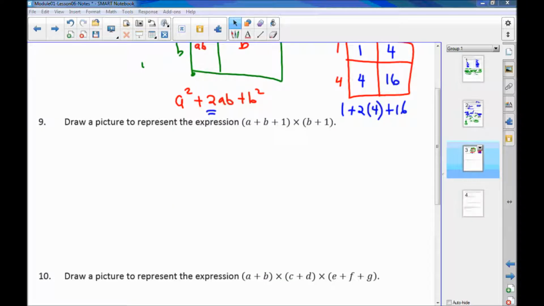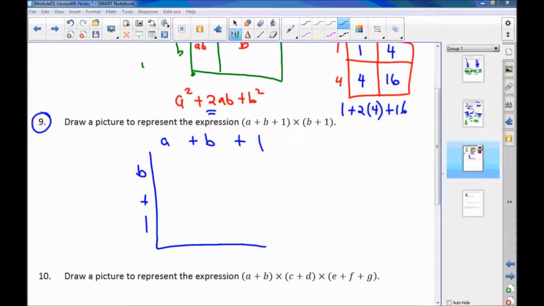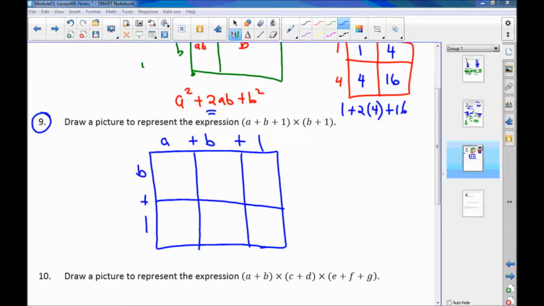Okay, so keeping with the same pattern above, we're going to do number 9 here, where we're going to draw a picture to help us show how this works. So we're multiplying A plus B plus 1 times B plus 1. All right, so we'll make our box to help us. So this is actually called the tabular method to help with distributing. Okay, and we're going to fill this in.